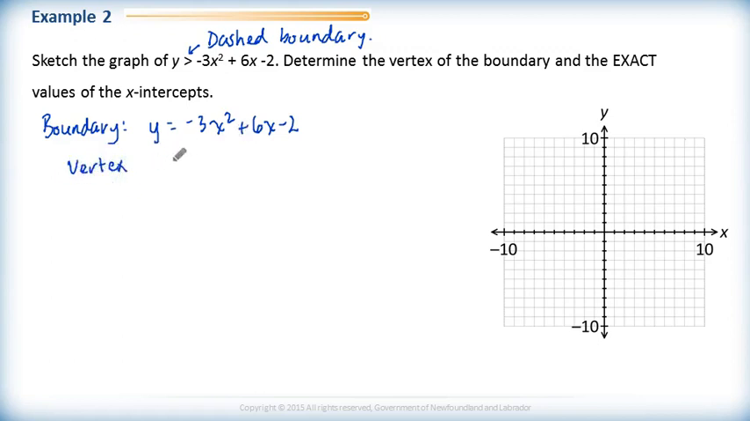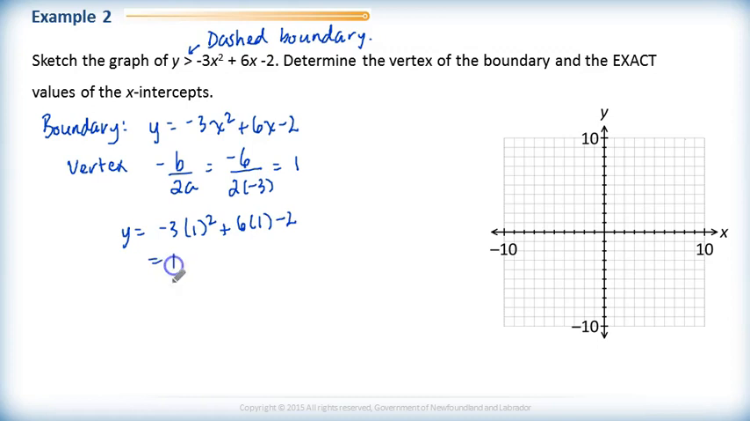Vertex is, well, we'll have to use negative b over 2a unless we want to use completing the square. So we get negative b over 2a equals negative 6 over 2 times negative 3, which is positive 1. Plug that in. To get our y value, we've got negative 3 times 1 squared plus 6 times 1 minus 2. That'll give us negative 3, plus 6 will give us 3, minus 2, which is 1. So our vertex will be at (1, 1). Let's plot that right there.